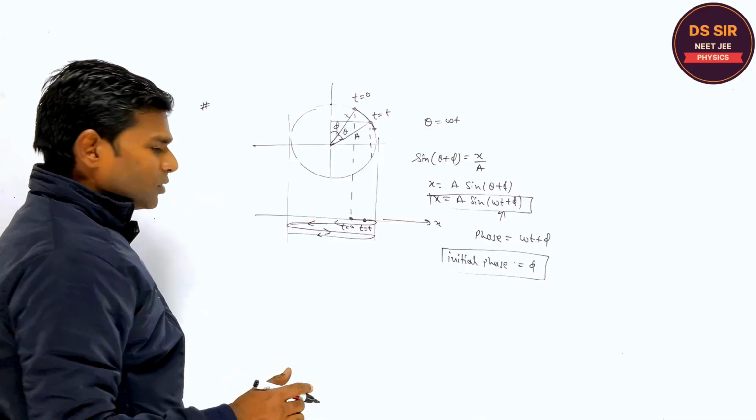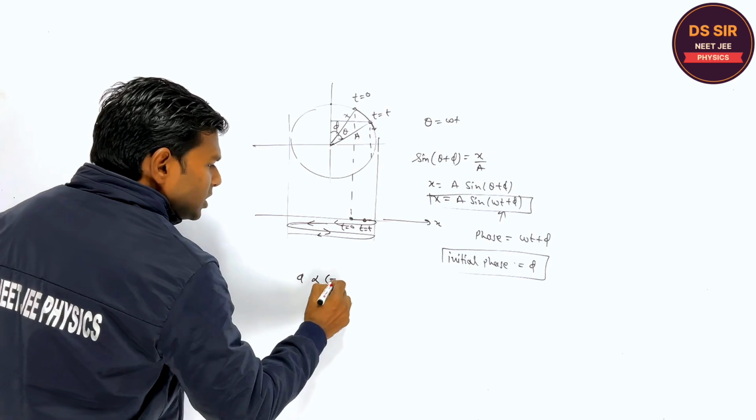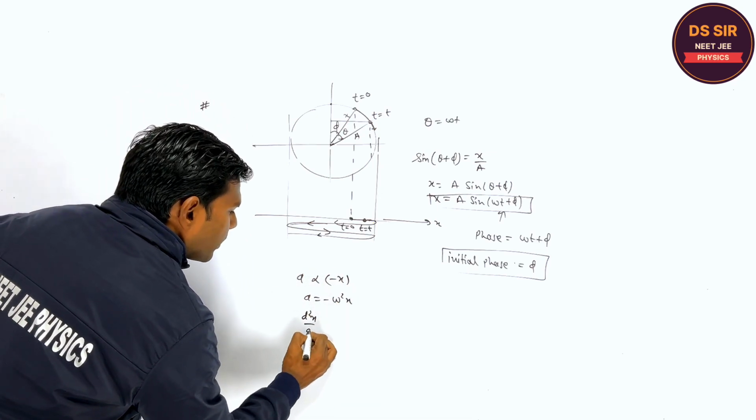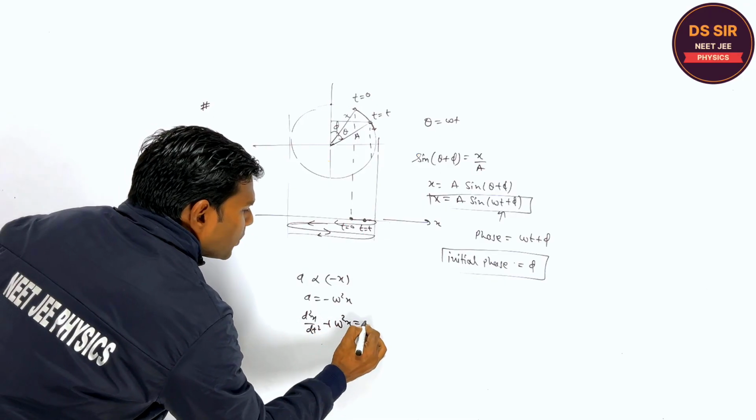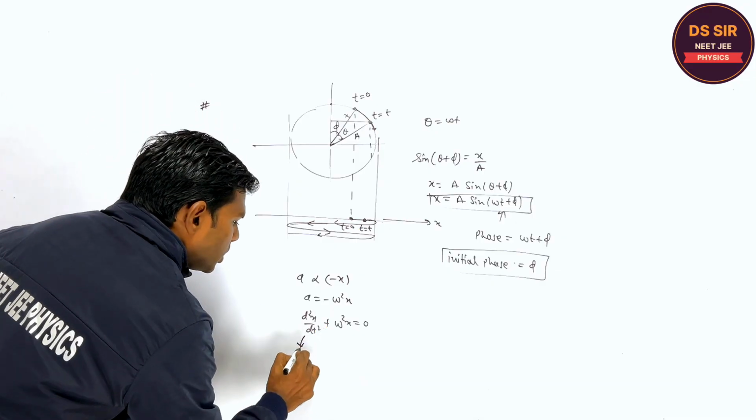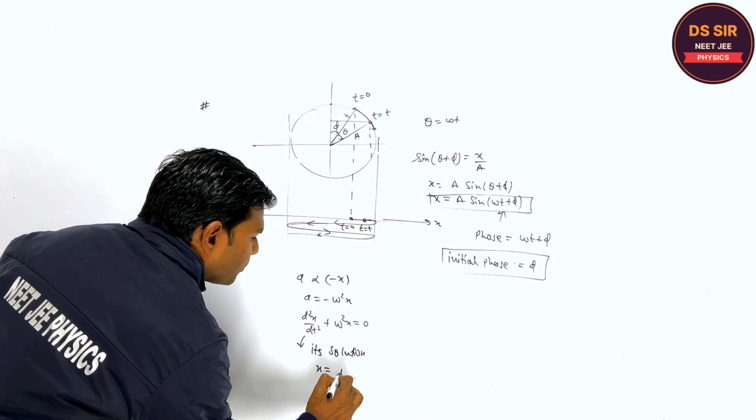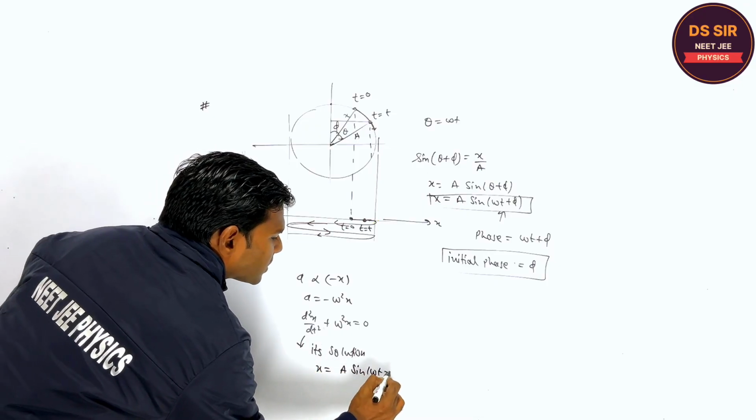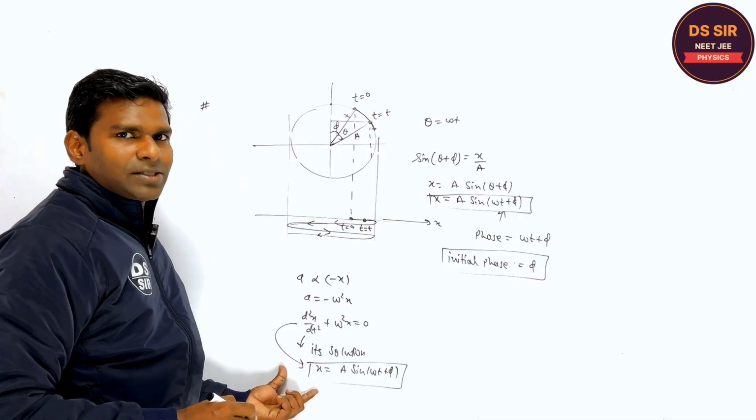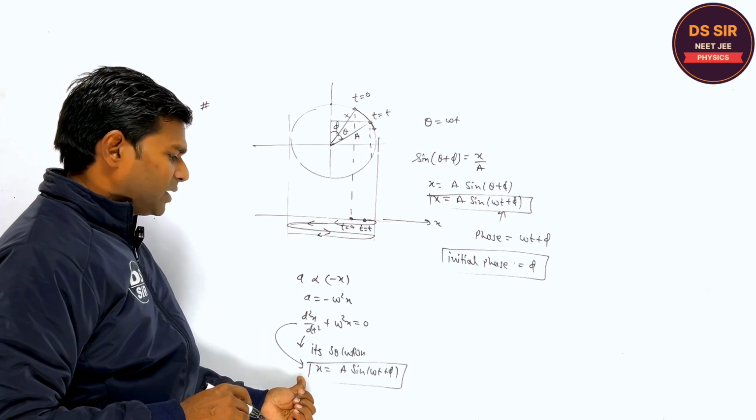When we started SHM, I told you SHM is defined as, if the acceleration is proportional to minus x, equal to minus omega square x, that is d square x upon dt square plus omega square x equals 0. This is a second order differential equation, and the solution of this differential equation is given by x = a sin(omega t plus phi). Although there is mathematics involved, you will learn how to solve this differential equation in the differentiation and integration chapter in your mathematics.